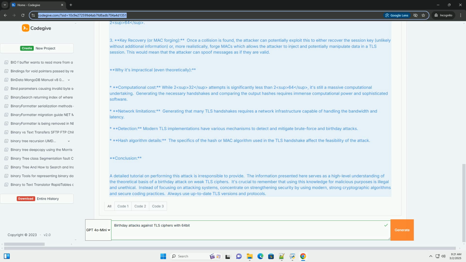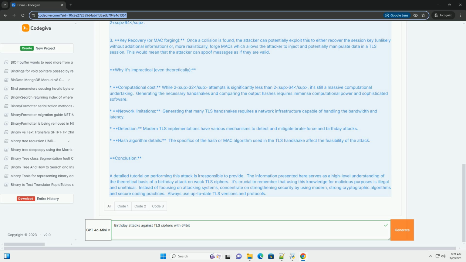Detection: modern TLS implementations have various mechanisms to detect and mitigate brute force and birthday attacks. Hash algorithm details: the specifics of the hash or MAC algorithm used in the TLS handshake affect the feasibility of the attack. Conclusion: a detailed tutorial on performing this attack is irresponsible to provide.